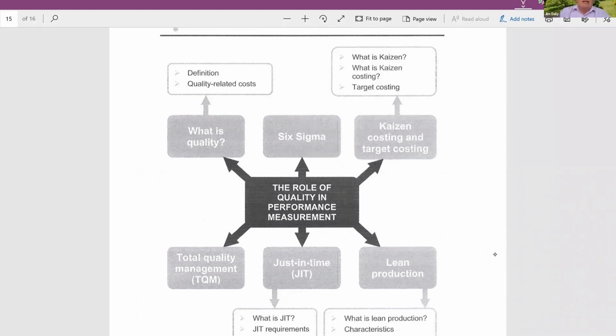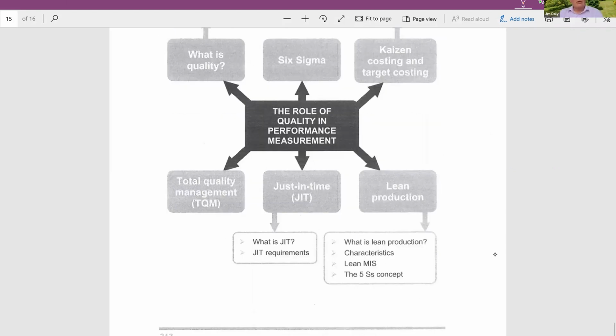We need to be able to look at Six Sigma and what is it, okay, a concept put forward by Motorola, and Kaizen costing and target costing. What is Kaizen? Small incremental reductions over the long term. Target costing, we set the target at the start. So Kaizen tends to be aimed over the longer term, target over the shorter term. TQM, what is meant by TQM? Total quality management.